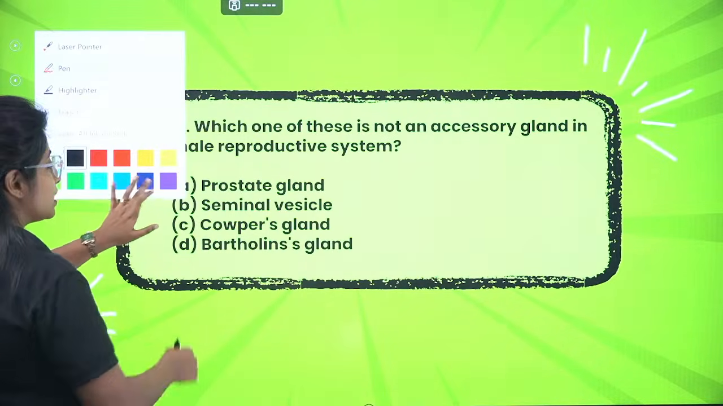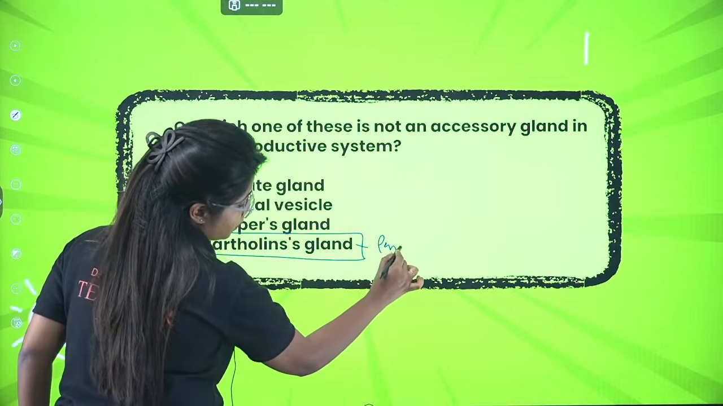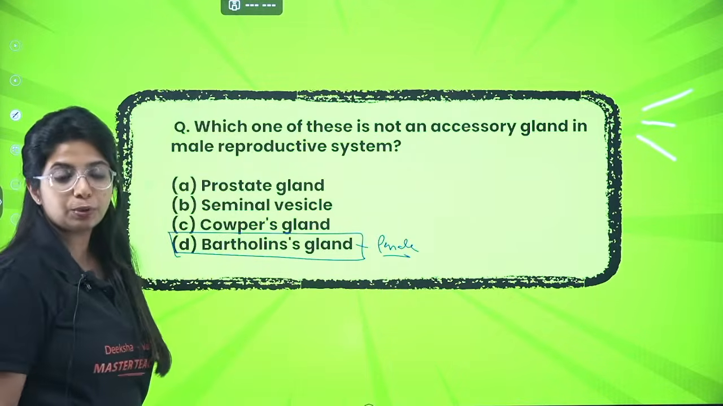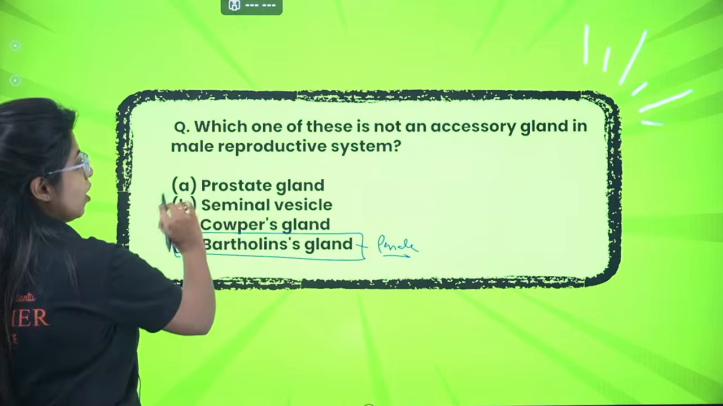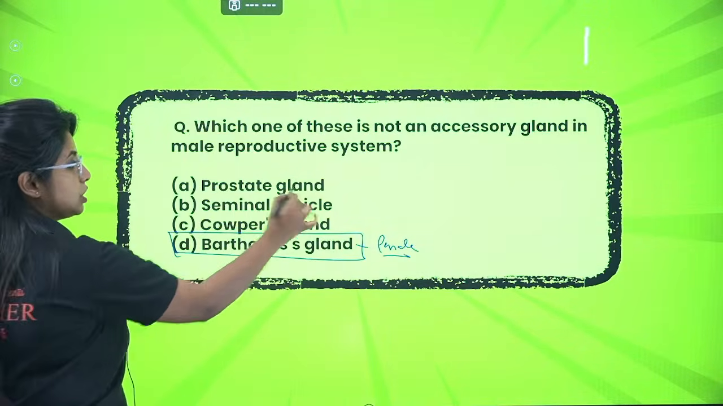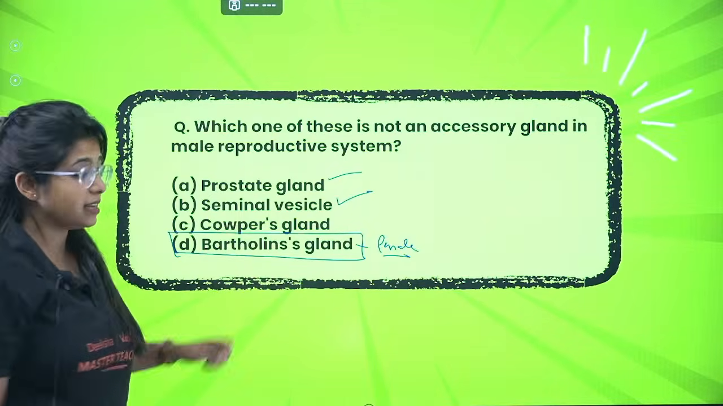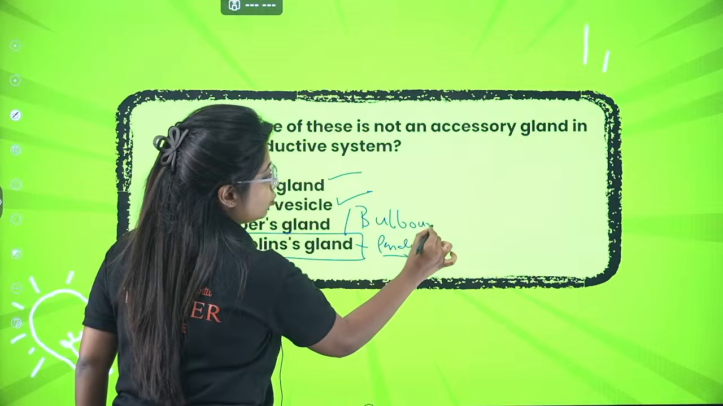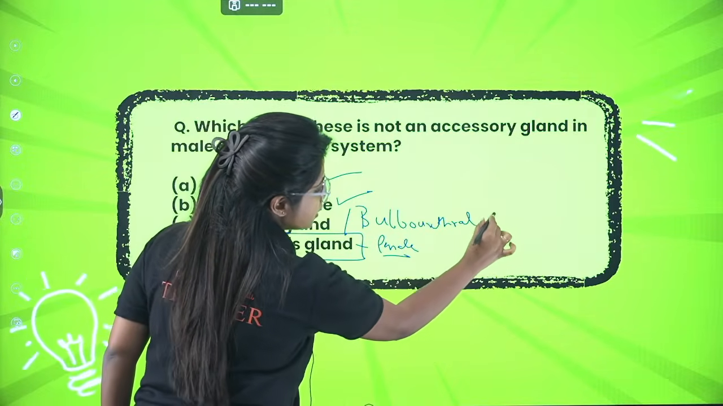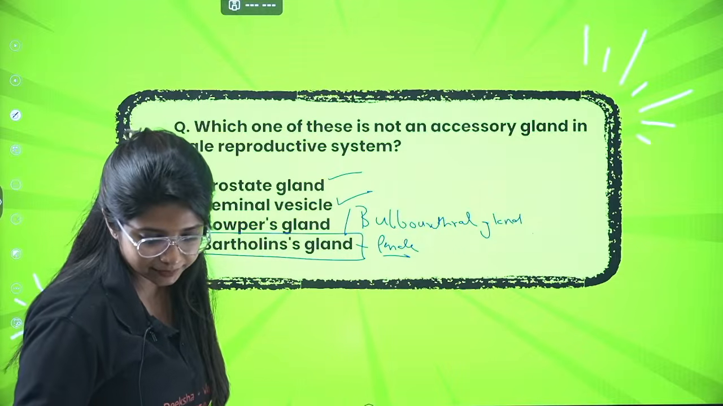D is Bartholin's gland, and Bartholin's gland is actually a female gland. It's not even there in your NCERT. It's more towards the vagina. It helps in lubrication. So over here the answer is D. All of the others are male glands. Prostate gland, you just studied. Seminal vesicle, you know. I told you Cowper's gland is the other name of what? Bulbourethral gland. So that is also sorted.